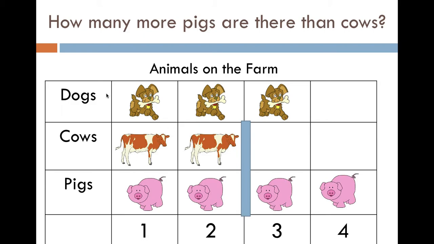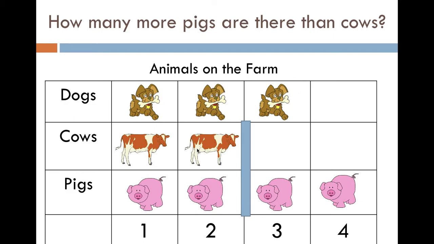So maybe in this case, it doesn't tell us exactly, but maybe there's a farmer who has different animals on his farm. And he just went ahead and said, okay, I have dogs and I have cows and I have pigs. So let me just write those 3 types of animals down. And I'm going to count each animal. So he realized I have 3 dogs. So he drew 3 dogs.